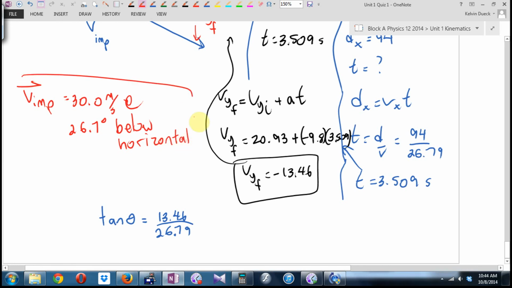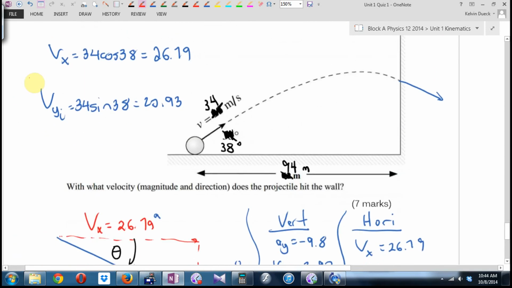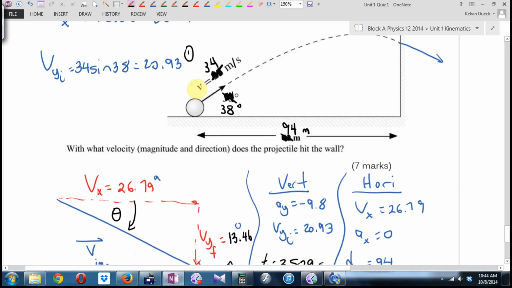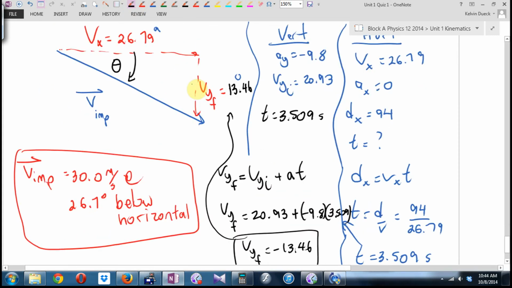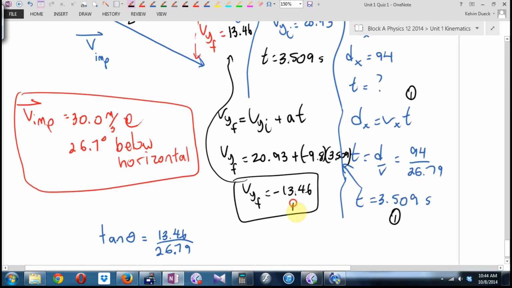Okay, if you got that right, you get 7 marks out of 7. Otherwise, here's how I would give out part marks. 1 mark for that, 1 mark for that. That gets you up to 2. I would give you 1 mark if I saw dx equals vxt. That gets you up to 3. I would give you 1 mark for finding time. That gets you up to 4. I would give you 1 mark for finding v final. That gets you up to 5. I would give you 1 mark for finding v impact. And then I would give you 1 mark for finding theta.